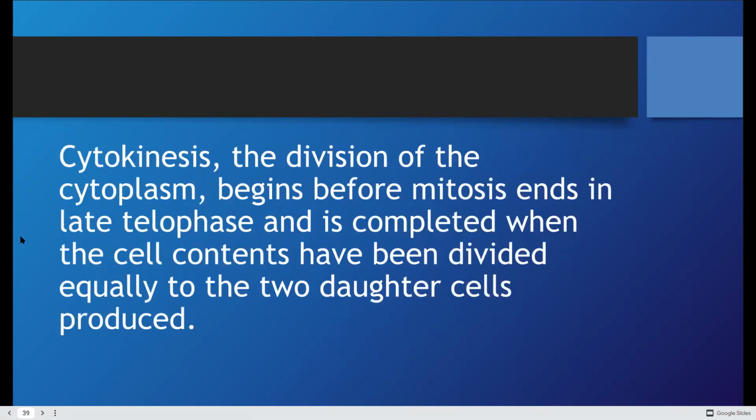Cytokinesis now happens after telophase. What is cytokinesis? Cytokinesis is the division of the cytoplasm. It begins before mitosis and ends in late telophase, and is completed when the cell contents have been divided equally to the two daughter cells produced. How can we identify if the cell is in cytokinesis? The cell is in cytokinesis if, number one, you can see a furrow or a cleavage.